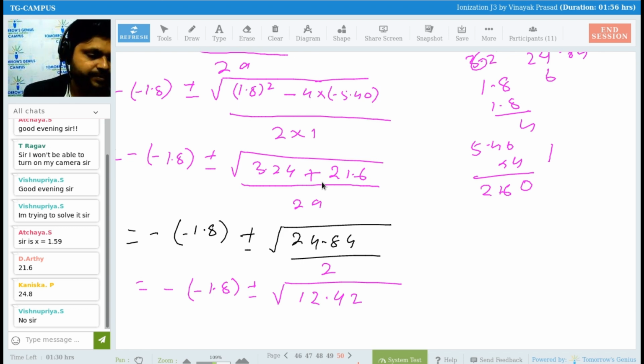So what are we getting? What will the value for this be? What do you say? What have you got as the value after taking the root of this? Yes, Vishnu Priya, what do you say? What have you got for this answer after doing the root of this? 3.524, sir. 3.524. Are you sure? Yes, sir. 3.52.